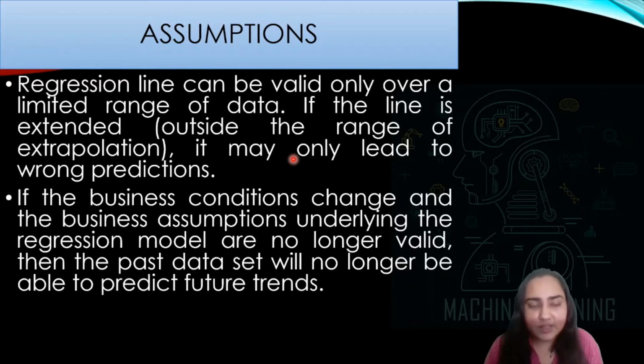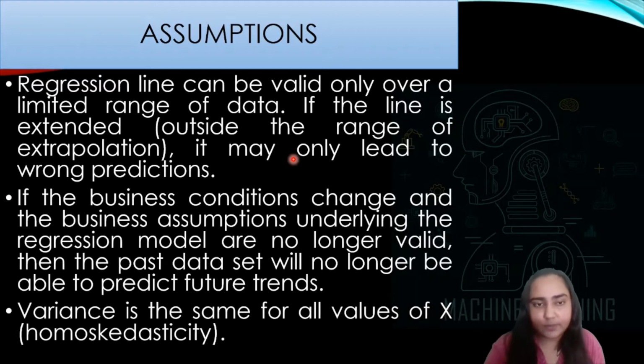The next thing is that if the business conditions change, and the business assumptions underlying the regression model are no longer valid, then the past data set will no longer be able to predict future trends. Whatever business rules or business trends you used while creating your model, if those conditions are changing, then the data that you have used to create your line is no longer valid, which means you can no longer predict the future trends using that past data.